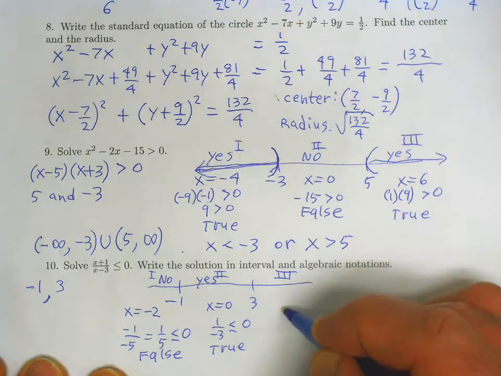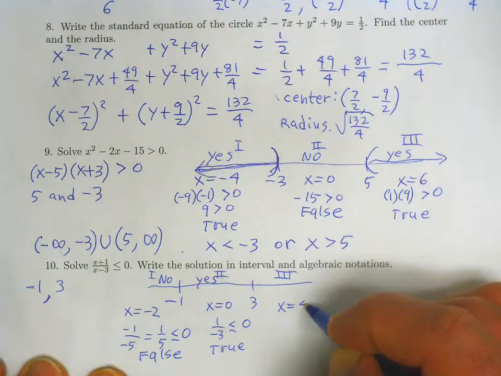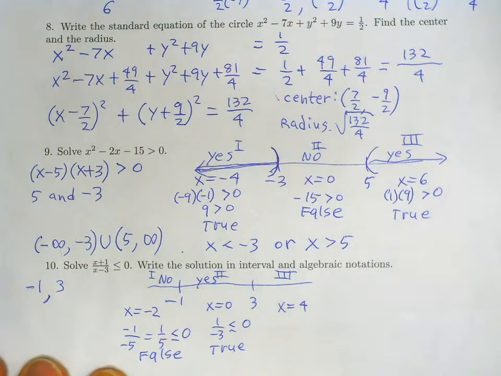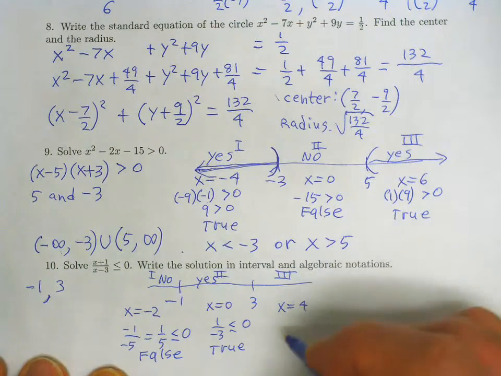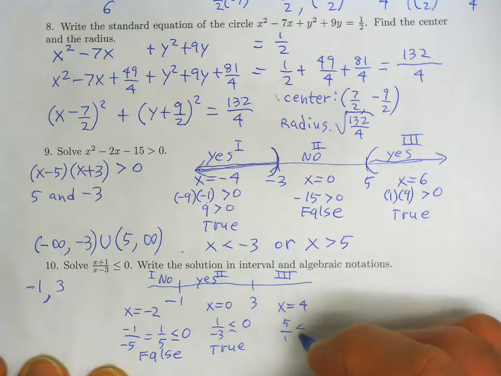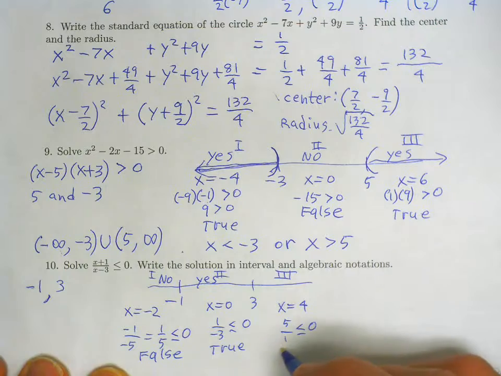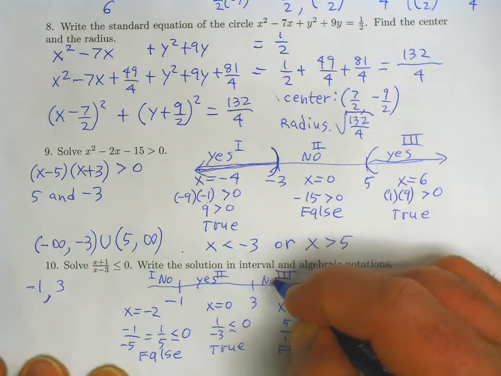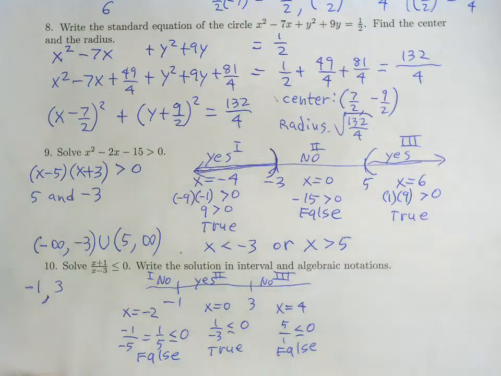Then in the third interval, if we pick x to be 4, in the numerator, 4 plus 1 is 5. In the denominator, 4 minus 3 is 1. This is a positive number, but a positive number less than or equal to 0, that's false. So none of the numbers from 3 to infinity are solutions.